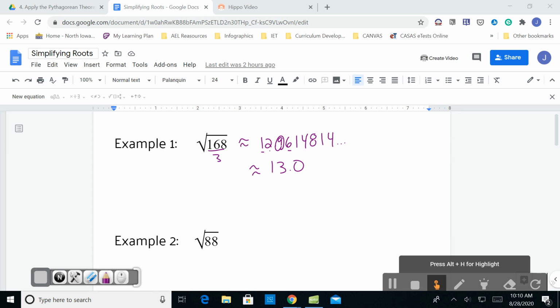We're going to do the same thing with the square root of 88. We're going to type this into the calculator, 88, shift, x squared, and we get 9.38083152. We have 2 numbers here, so we want 2 significant figures. That puts us at 9.